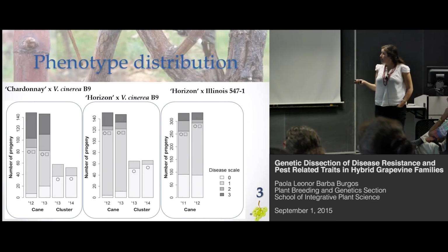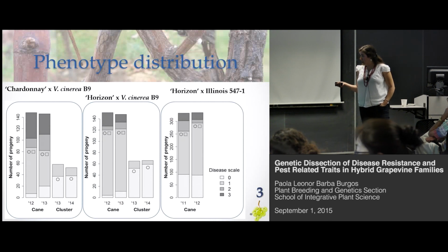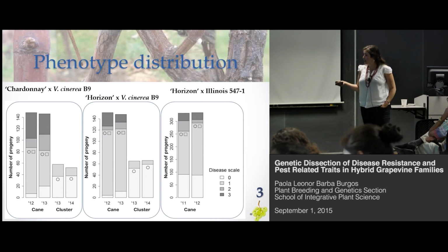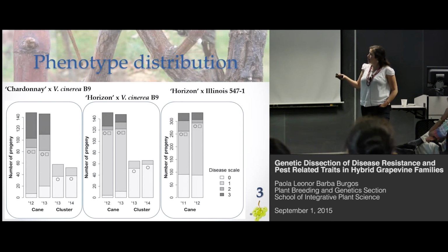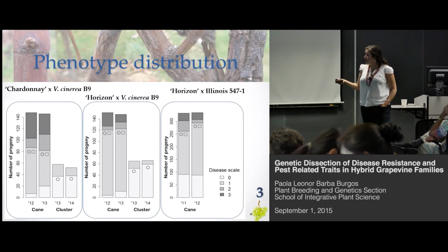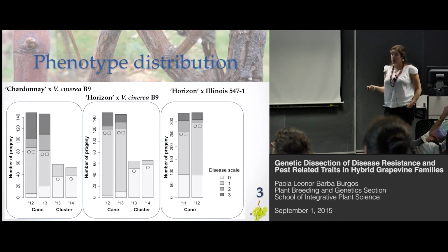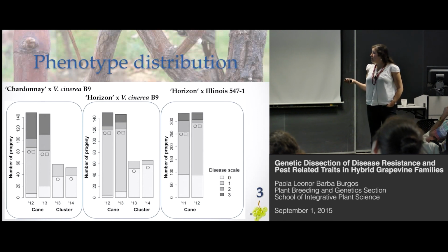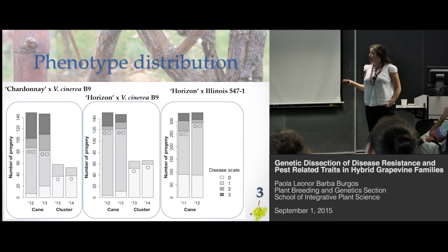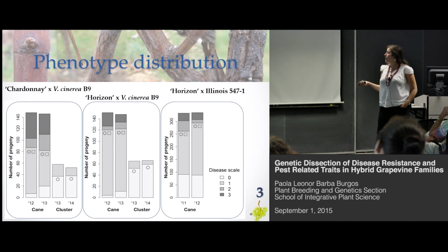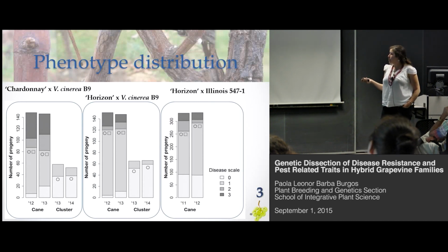The distribution of the phenotypes in these three populations was very promising, because if you look here, this is 0. Here you have a key of the phenotypes, 0, 1, 2, and 3. And it looks like in this population that half of the progeny is infected and half of them it's okay, between 0 and 1. In the Horizon by cinerea, we had about 1/4 of the progeny that was infected. And in the Horizon by Illinois, which has even a smaller proportion of vines infected.